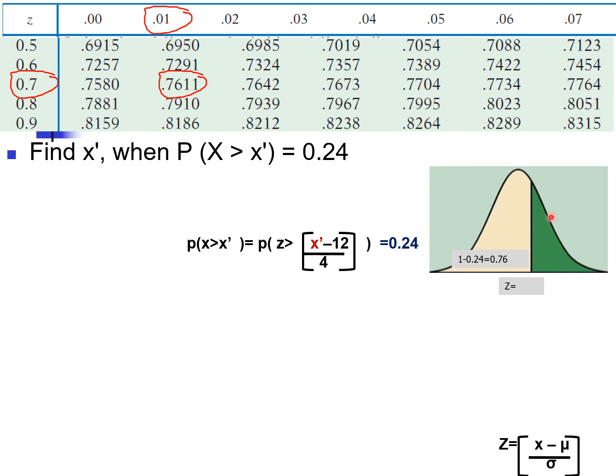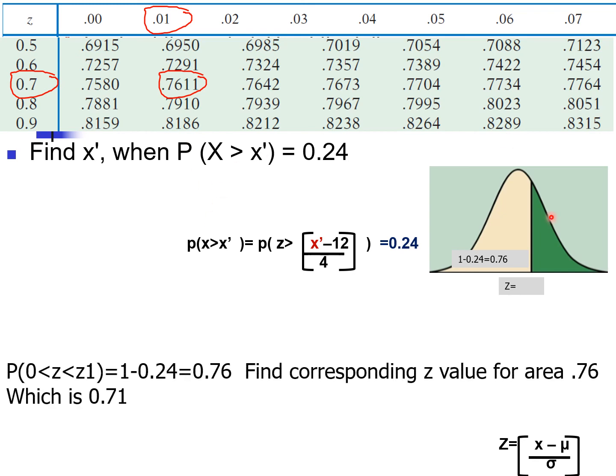Okay. So now we got to find out the corresponding X value. So now we want to find out the corresponding value of X for which the Z value is 0.71. So this X value you got to find out. So what we find out by solving it is that X is equal to 14.84. So thus we have found the answer to it.